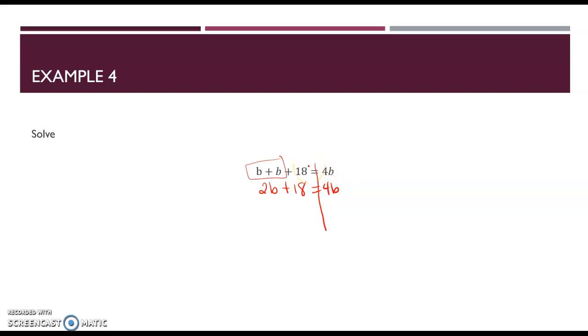Now, in this case, where the b is the only thing on the right-hand side of the equal sign, I am going to move all of my b's to that side because it doesn't make sense to move the 4. You've got to have variables on one side, numbers on the opposite side. And so it just makes sense to move my variables to the side where there's only variables. So since this is a positive 2b, I'm going to subtract 2b from both sides. And we get 18 equals 2b.